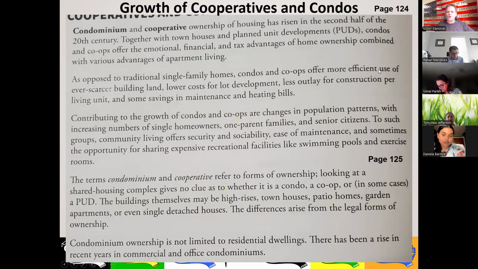Condos and co-ops offer more efficient use of ever scarcer building land, lower cost for lot development, less outlay for construction per living unit, and some savings in the maintenance and heating bills. And contributing to the growth of condos and co-ops are changes in population patterns with increasing number of single homeowners, one-parent families, and senior citizens.